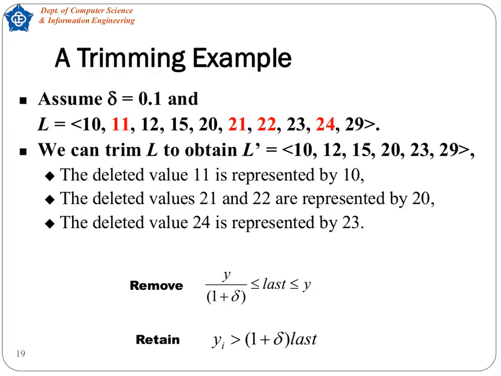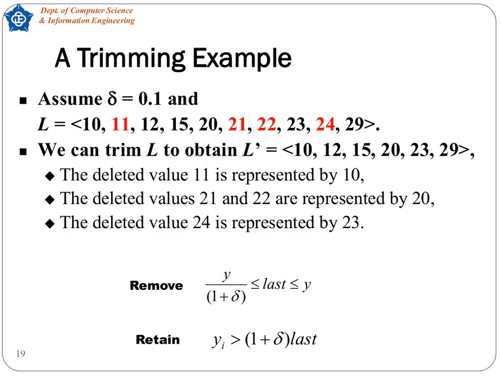Now let's see the trim procedure in action with delta equals 0.1 and our list L of values 10, 11, 12, 15, 20, 21, 22, 23, 24, 29. As we scan from left to right, we compare each new value y to the most recent last we kept. If y lies between last and last times 1 plus delta, we drop it, letting last stand in its place. Otherwise, we keep y and update last to this new value. Here's how it plays out.